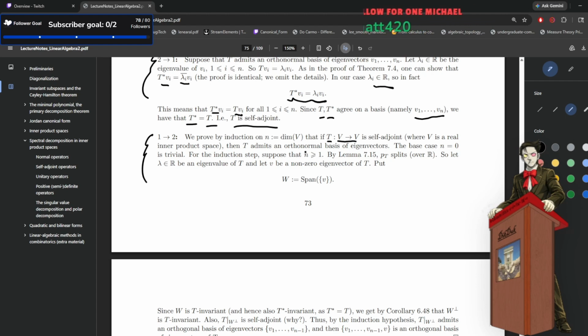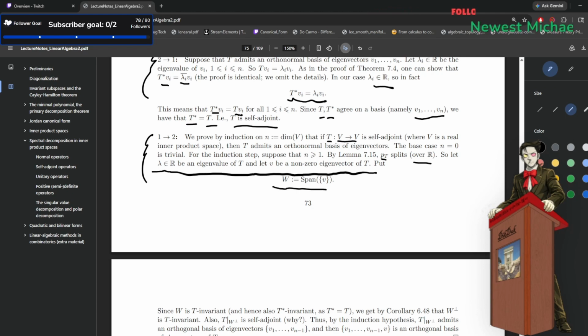Then T admits an orthonormal basis of eigenvectors. The base case n equals 0 is trivial. For the induction step, suppose that n is greater or equal to 1. By lemma 7.15, the characteristic polynomial splits over the real numbers. So let lambda be a real number, an eigenvalue of T, and let v be a non-zero eigenvector of T. We put W defined as the span of v.